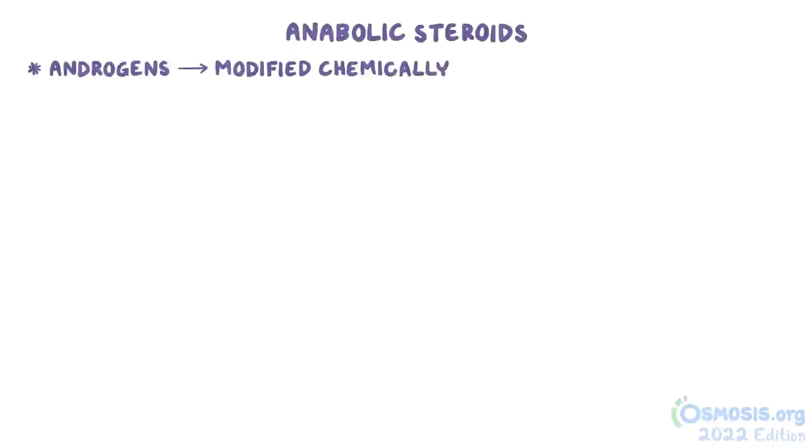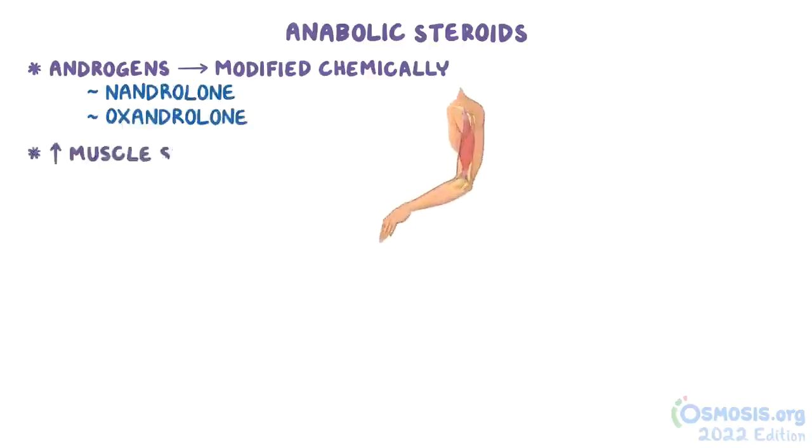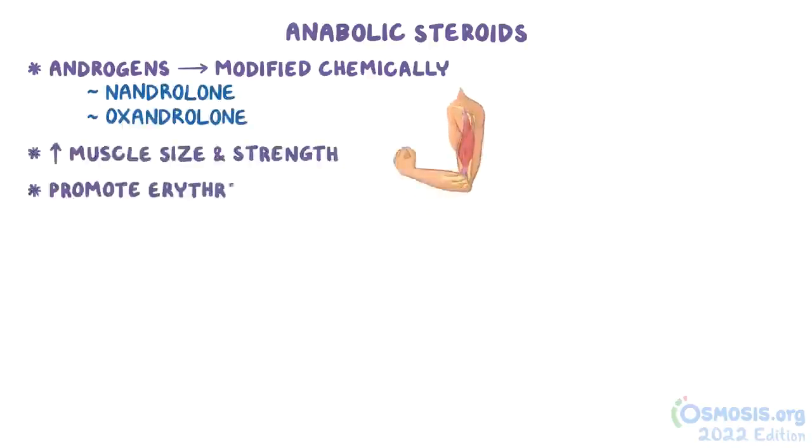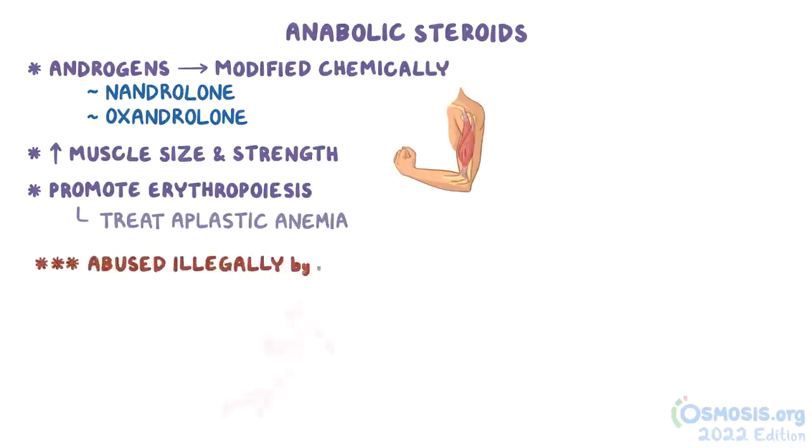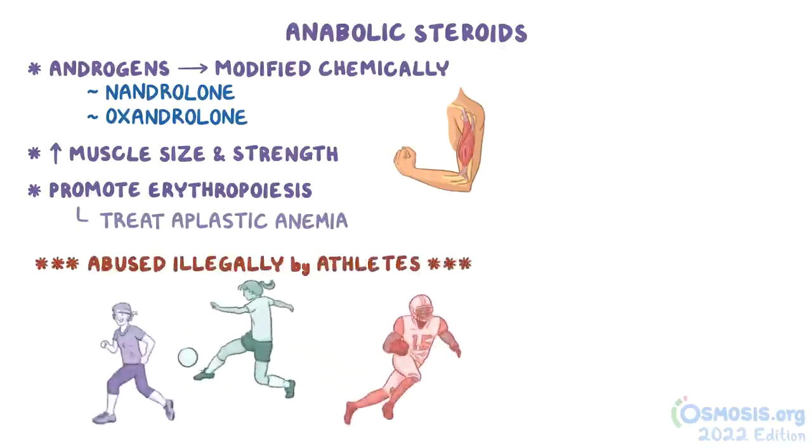Alright, moving on to anabolic steroids now, which are androgens that have been modified chemically to increase their anabolic action. They include medications like nandrolone and oxandrolone. They tend to increase muscle size and strength and promote erythropoiesis, meaning they increase red blood cell production. However, their clinical use is limited. Anabolic steroids are used only in the treatment of aplastic anemia, a condition where your bone marrow stops producing enough new blood cells. They have also been abused illegally by athletes to increase athletic performance.